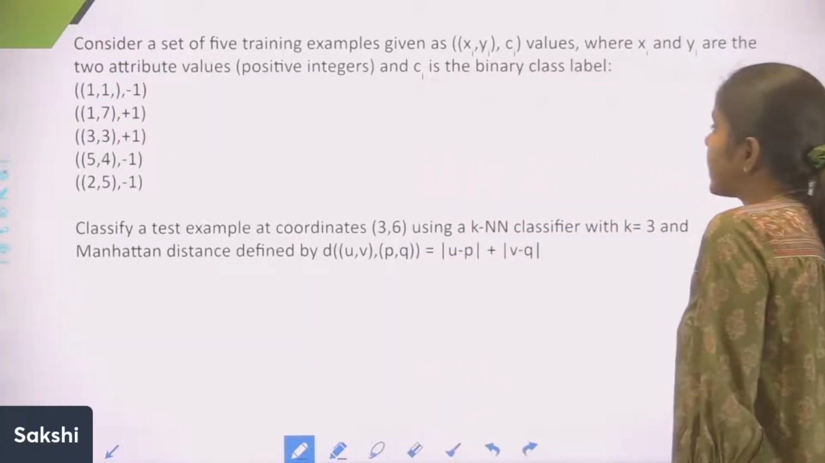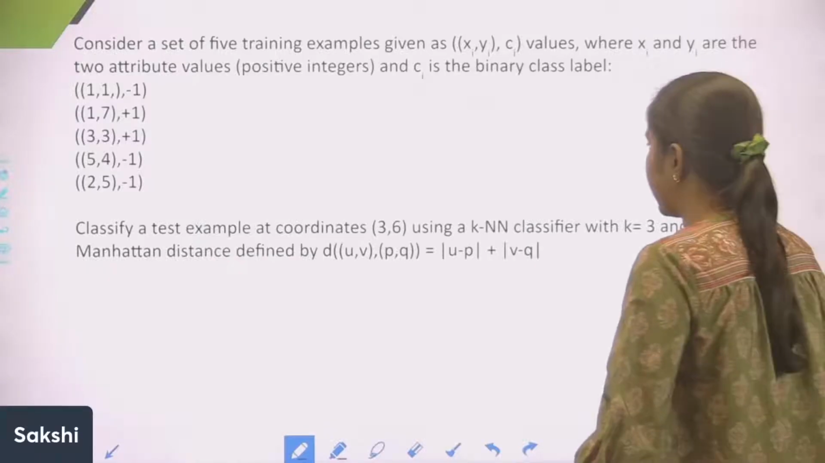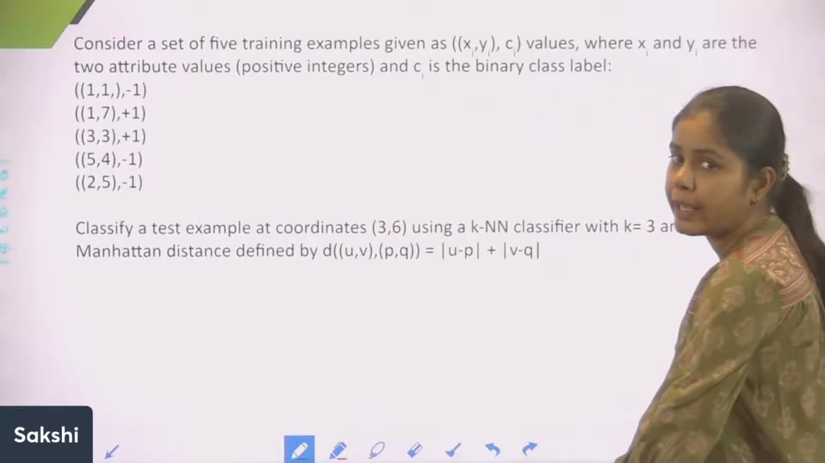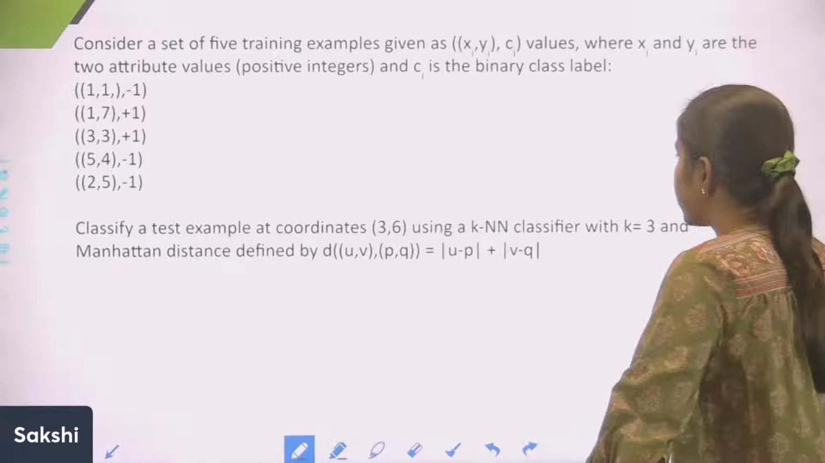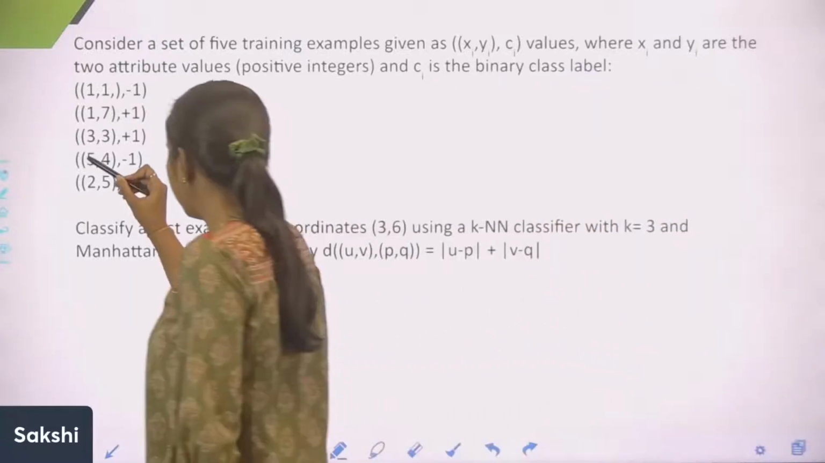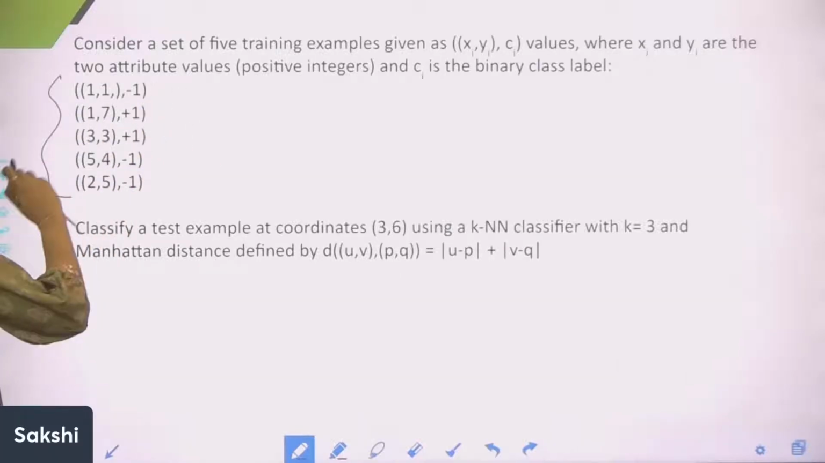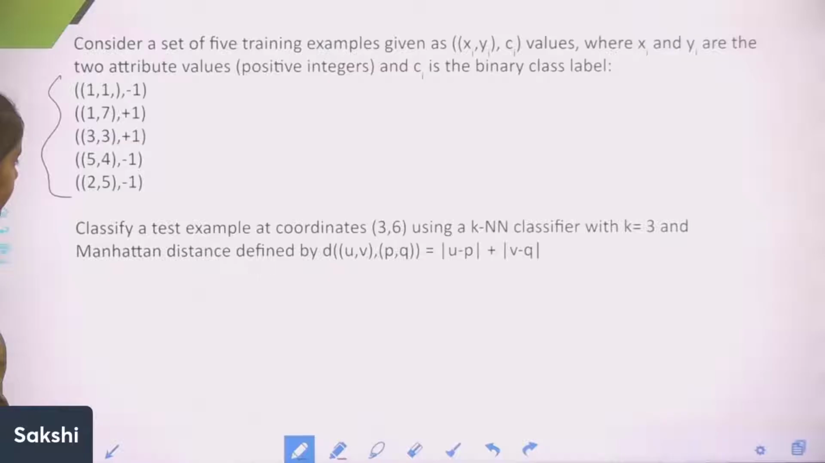Consider a set of 5 training examples as xi, yi, ci. ci is the class assigned to the data coordinate xi, yi, where xi and yi are 2 attribute values and ci is a binary class label. So now you can see that we have 5 data points with their assigned class. 1,1 is assigned as -1, 1,7 is assigned as +1, 3,3 is assigned as +1, 5,4 is assigned as -1, 2,5 is assigned as -1.